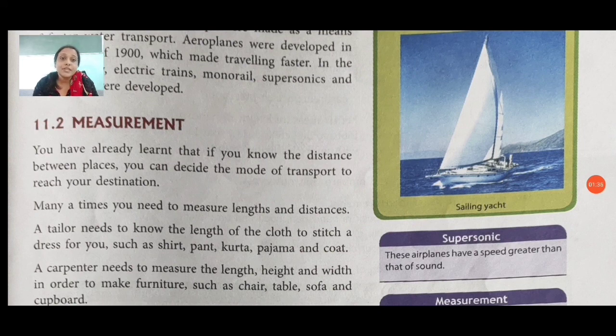Many a time you need to measure lengths and distances. A tailor needs to know the length of the cloth to stitch a dress for you, such as shirt, pant, kurta, pajama, and coat. A tailor needs to know the length of our body if they want to make our clothes because they want measurements of our body.